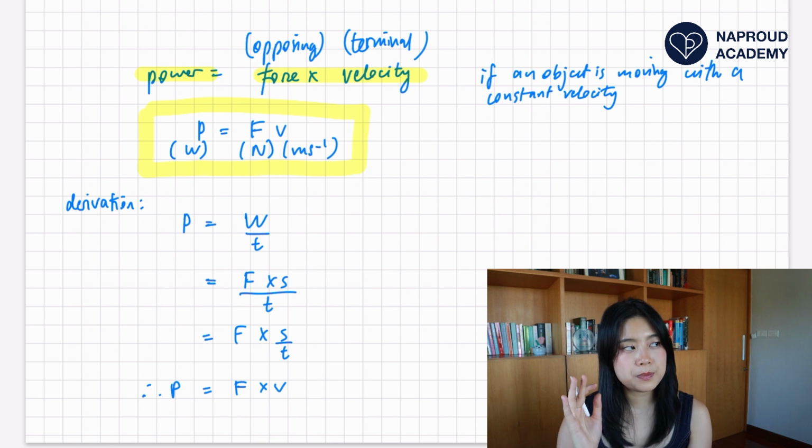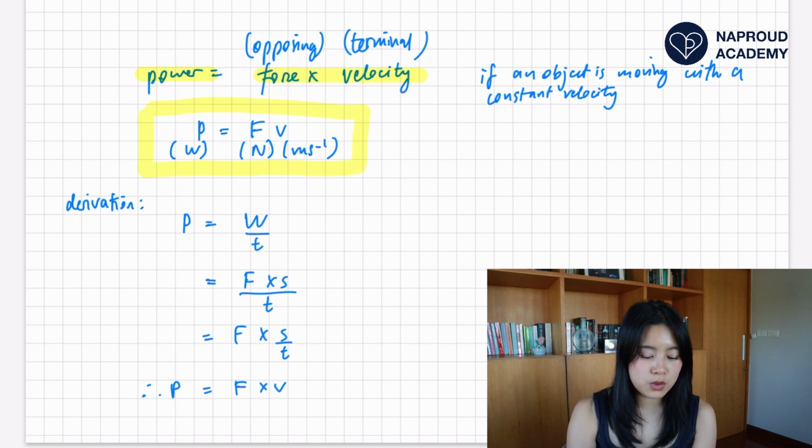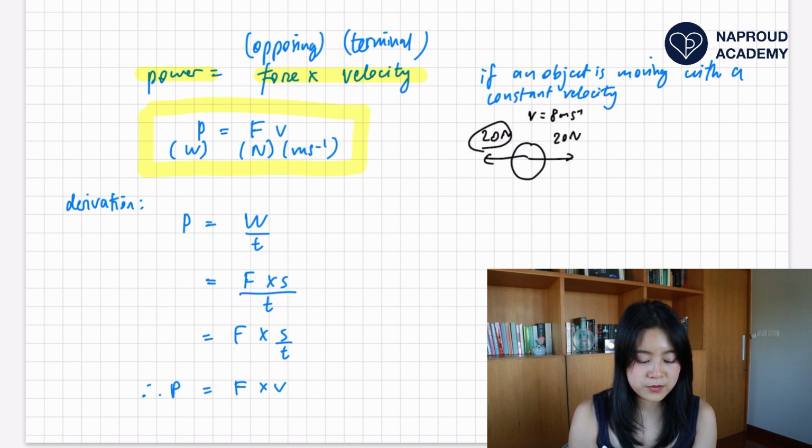So in that case, P is equal to F times V. I'm going to draw it quickly. Let's say you have 20 newtons. Overall, it's still moving at a speed of 8 meters per second. So this would be its opposing force if it's moving in this direction. And so P would be equal to 20 times 8, and that would be 160 watts.